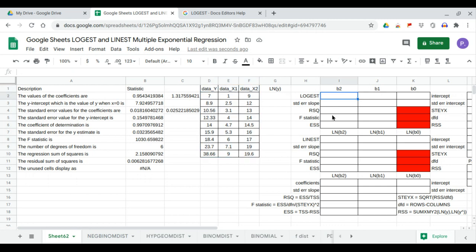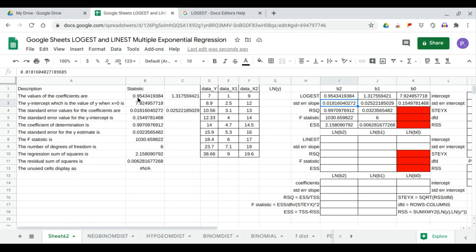Let's enter the LOGEST function. LOGEST, data y and data x. And we'll show the full statistics. Here are the 10 outputs.